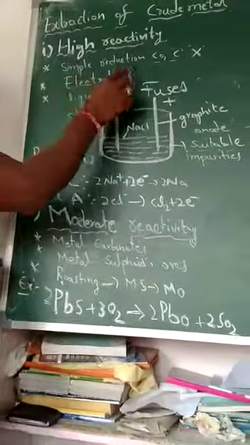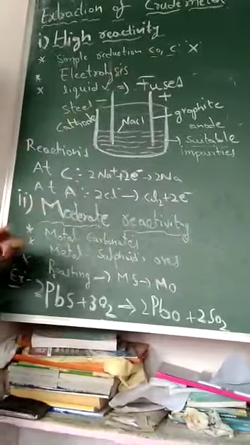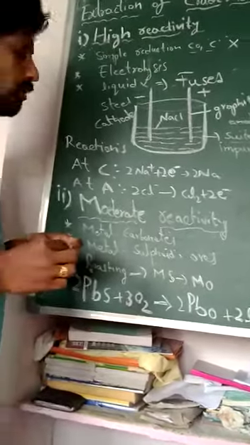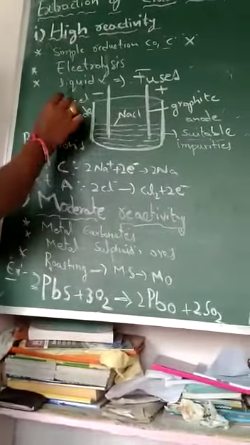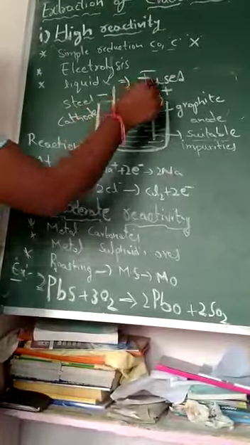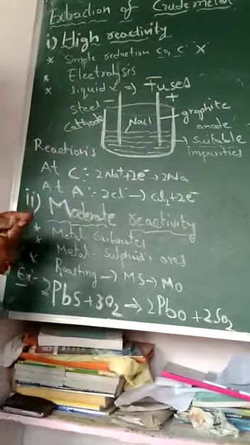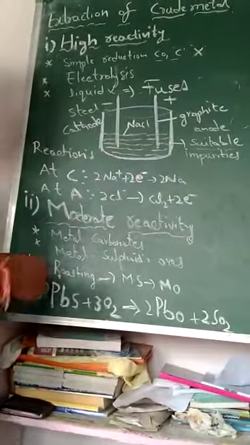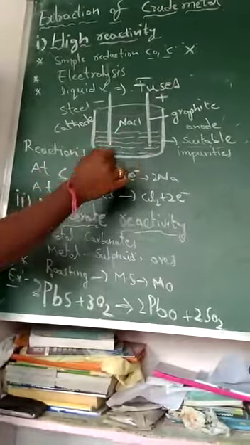So simple reduction methods with carbon monoxide or carbon are not possible. That's why we adopt the electrolysis method. In this electrolysis method, these ores are available in liquid state, but the electrolysis is not conducted in liquid state. The electrolysis is conducted in fused state. First of all, as an example of a high reactivity metal, Na. Na is extracted from rock salt. That rock salt is taken in fused state in an electrolysis tub.